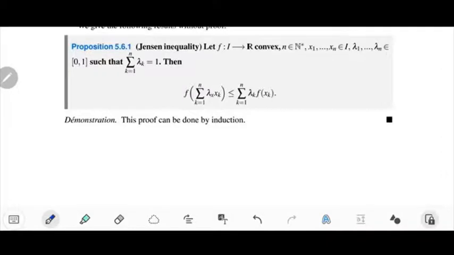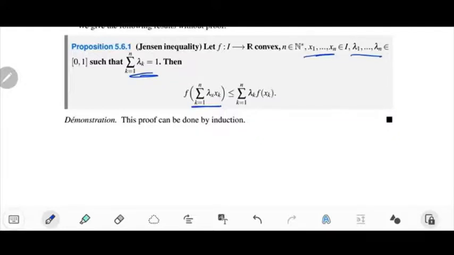So we can also prove a more general formula saying that if f is convex, then you can take not only 2 points x1 and x2, but you can take n points and n coefficients lambda 1 to lambda n with the sum of lambda k being equal to 1. Then you will have f of lambda 1 x1 plus lambda 2 x2 plus lambda 3 x3 etc. until lambda n xn is less or equal than lambda 1 f of x1 plus lambda 2 f of x2 plus lambda 3 f of x3 etc. until lambda n f of xn.